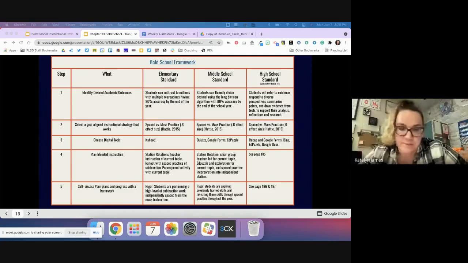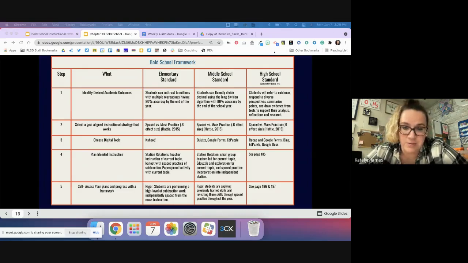For middle school, I just made one for students fluently dividing decimals using a long division algorithm, especially using spaced and mass practice. I know we do a lot of it at the beginning of the year when we first introduce it, and then we don't really go back to it as often. So incorporating that spaced practice would really keep it fresh in their mind. Digital tools that we could implement for it in a station rotation could be quizzes or Google Forms, or Edpuzzle if they needed just a recap on what they were supposed to do.